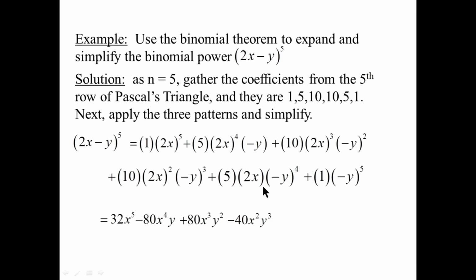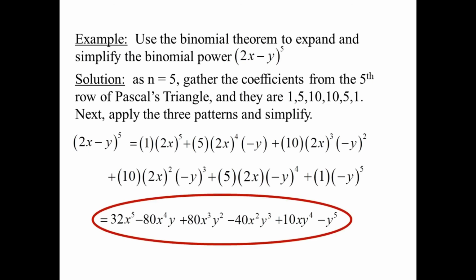Next, this is now even, so the negative sign will become positive. So this will be a positive term. It will be plus something. And 5 times 2 is 10, so it will be plus 10xy to the 4th. And lastly, 1 times can be ignored. It will be negative because of the odd 5 here. And so it will be minus y to the 5th. And now this is the expansion of this.